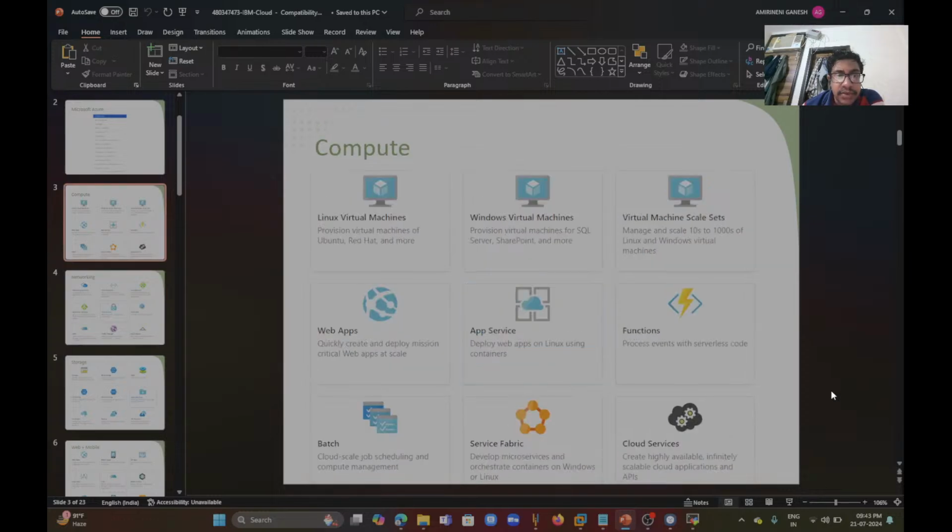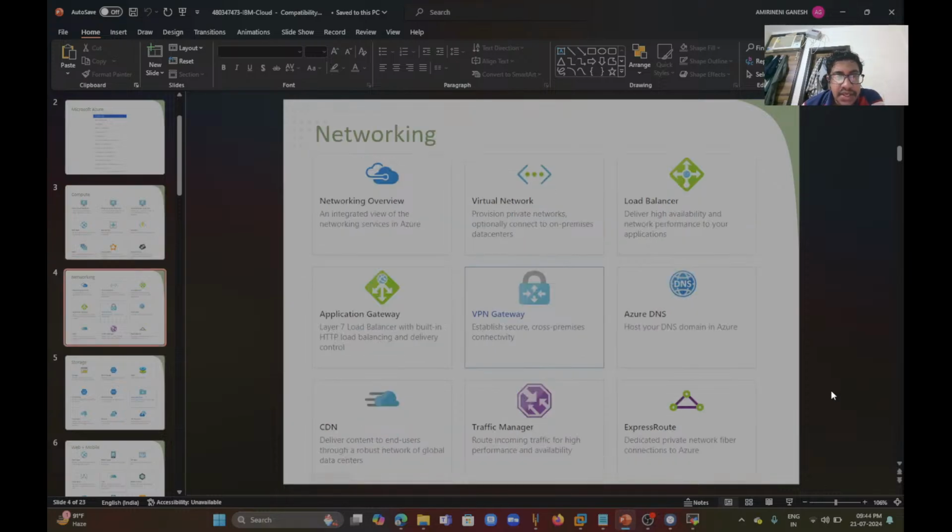And the storage and networking part. This is the cloud compute, EC2 instances, a Linux machine, app services, networking, virtual network and load balancer, Azure DNS, traffic manager, virtual private network, CDN, content delivery network, and application gateway. All these things are available in IBM Cloud and Azure cloud services.